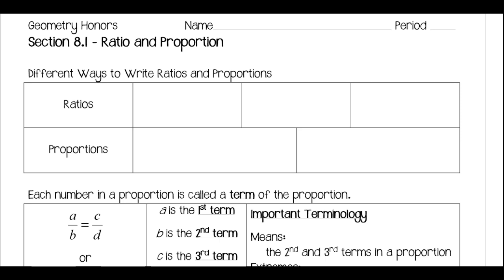We're going to be talking about ratio and proportion. So we've got a number of different ways that we can write ratios and proportions. Most of these you've probably seen before. So the most common way, I think, is as a fraction.